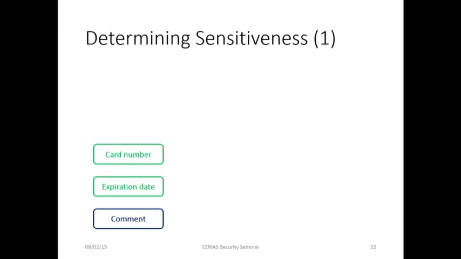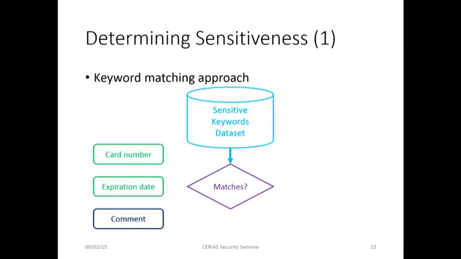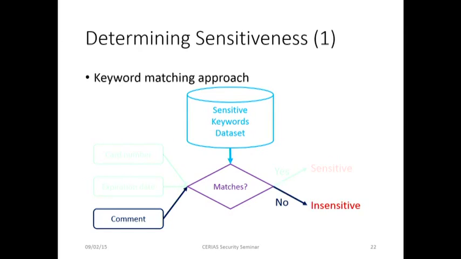Now we have the label text for each input field. We want to determine whether this input field can contain sensitive data. We propose a simple keyword matching approach with a predefined sensitive keyword dataset. In the examples, the labels card number and expiration date match the sensitive keywords, so those two input fields are sensitive. But the label comment does not match any sensitive keyword, so the corresponding input field is insensitive.